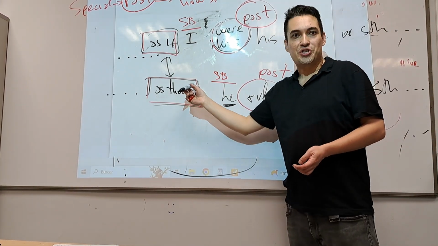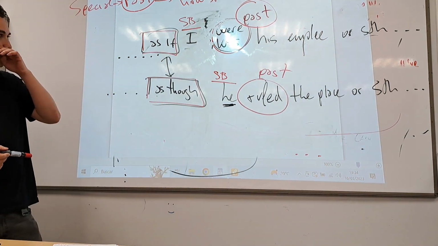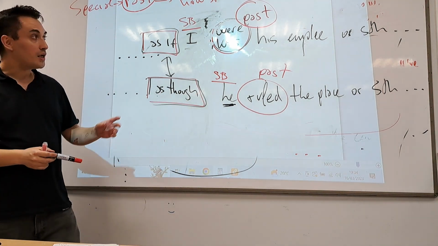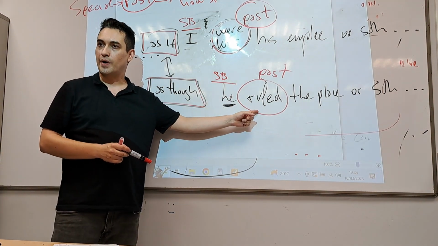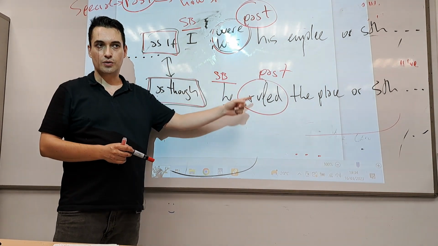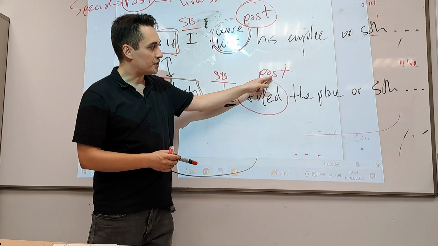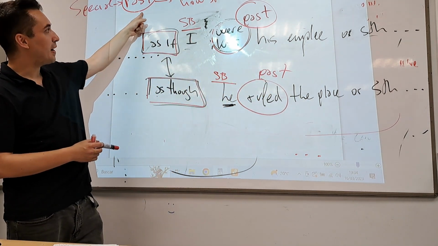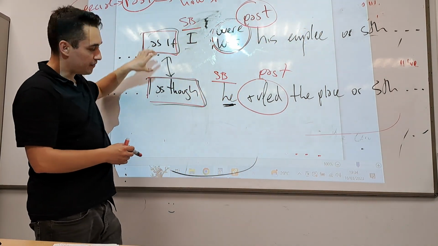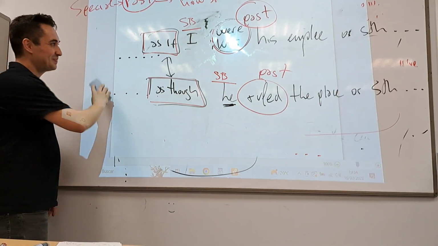Translation in Spanish, como si, yeah? Como si. As if I was his employee or something. As though he ruled the place or something. In Spanish, this is a subjunctive, right? Mandara, fuera. So this is a subjunctive in Spanish. In English, it's past. It's a special use of the past to make a comparison with as if, as though.